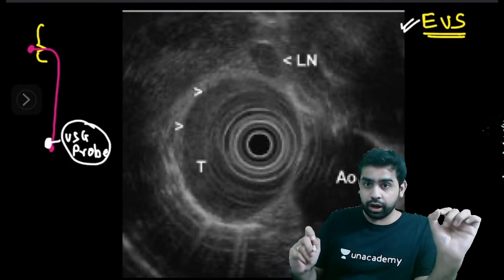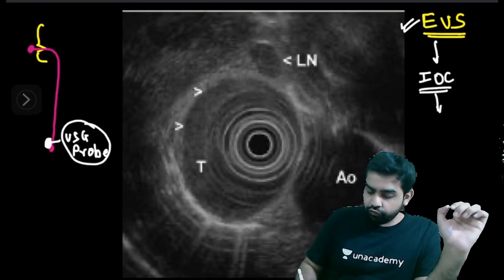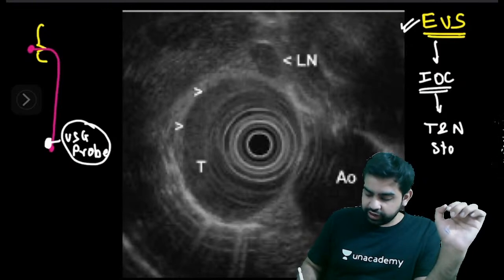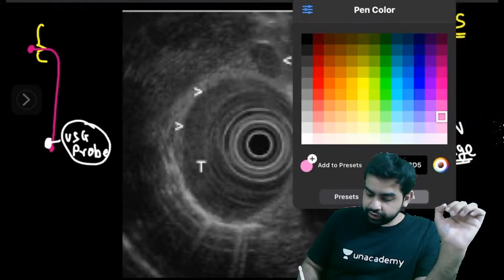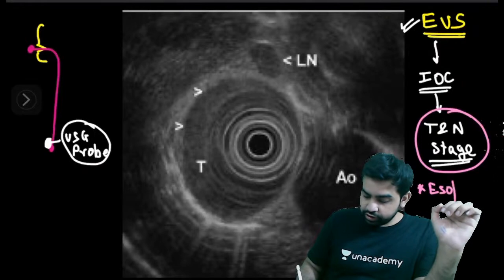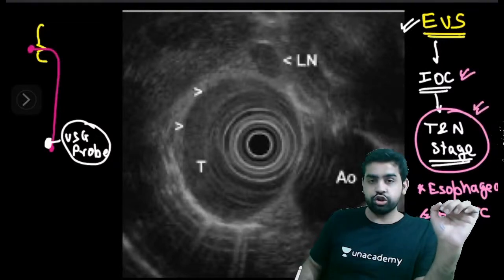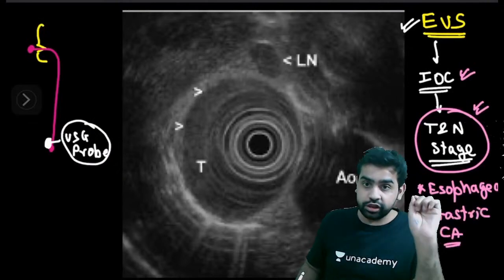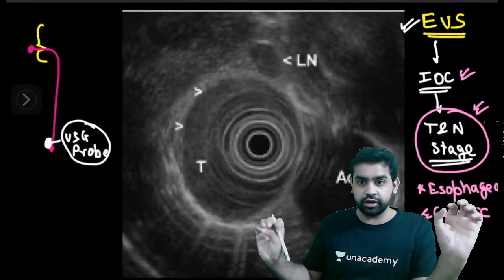Now please mark my words, this is a very important point. This EUS is an investigation of choice for the T and N stage, not only in esophageal carcinoma but also for gastric carcinoma. In esophageal and gastric carcinoma, this EUS is the investigation of choice to look for the T and N stage. If somebody asks you what is the investigation of choice for overall staging of the esophageal carcinoma, the answer is PET CT or a CECT.